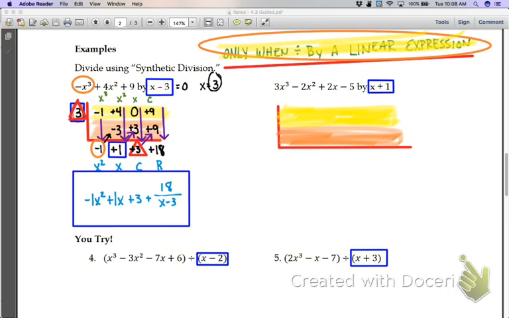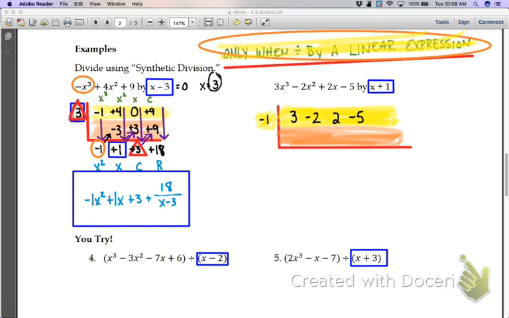What are going to be the numbers that are going to go across in the yellow box, or the yellow line? Positive 3, negative 2, positive 2, negative 5. What number is going to go out in front over here? Negative 1. Okay, why is it a negative 1 and not a positive 1? Because it's the opposite of that, whatever that sign is.